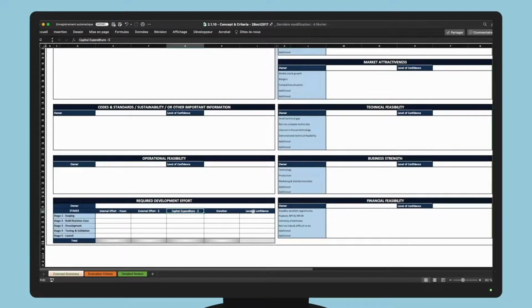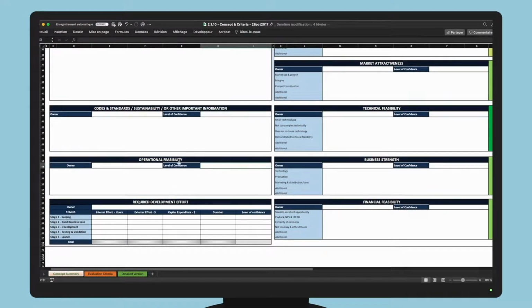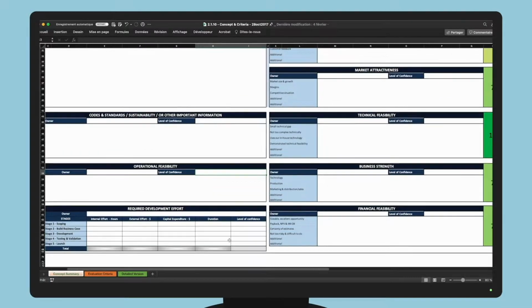The expected duration, and your level of confidence in your effort evaluation at this stage of the project. Note that for each topic you can designate an owner and specify the level of confidence of the information presented to demonstrate the unknowns, namely called risk. Hence, it is clear to everyone where effort should be spent to validate assumptions or preliminary information.